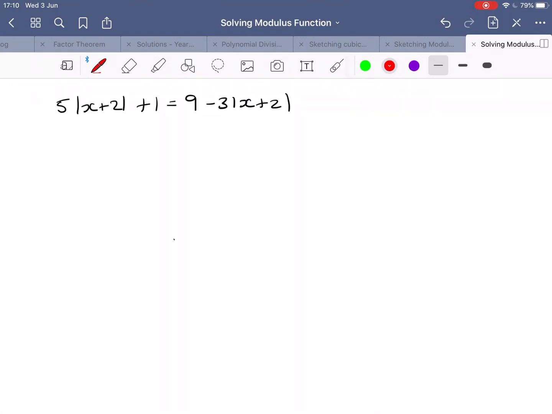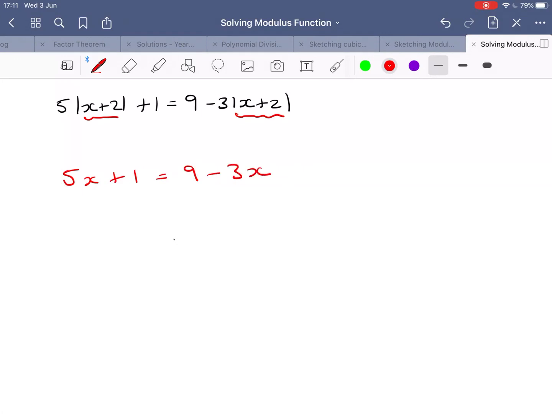Another example is you might have something like this, which looks very complicated. So these were on the past papers before. And what you've got to do is think about this as a thing in itself. So it would be a bit like doing this.